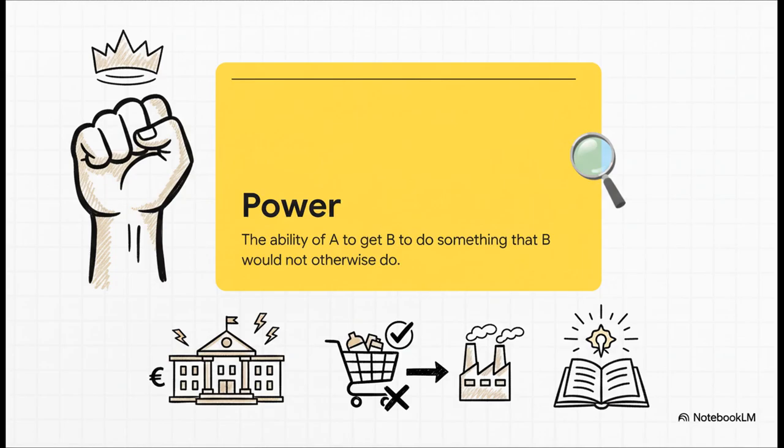Okay, first up, power. This one's pretty easy to grasp, right? It's just the stakeholder's ability to make your company do something it wouldn't have done otherwise. And this power can show up in a few different ways. It might be coercive, like a government threatening you with huge fines. It could be utilitarian, like a massive client threatening to take their business elsewhere. Or it could even be normative, using more symbolic influence to get their way.